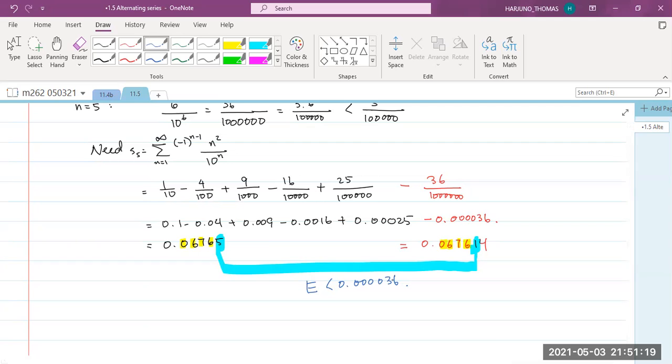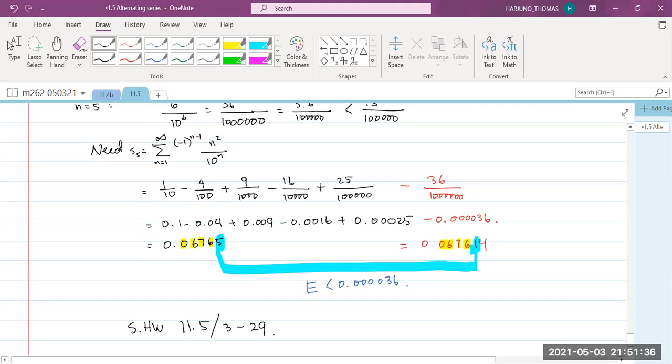Okay, this is where I want to stop. We've done with 11.5. Suggested homework for 11.5 is from number 3 up to number 29, I think, is good enough. Okay, that's for today. See you then on Wednesday with your tests.